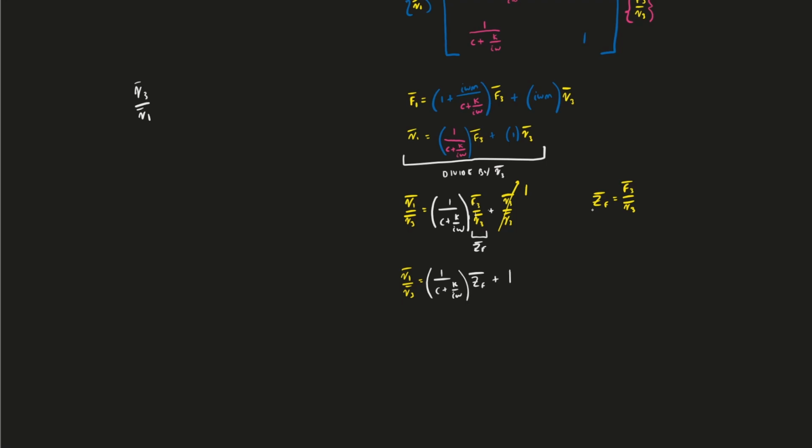And we've almost arrived at our desired velocity transmissibility quantity V3 over V1. And in order to do that, we're just going to flip our entire equation. Thus arriving at V3 over V1 is equal to the inverse of 1 over C plus K over I omega times the drive point impedance ZF plus 1. And that'll be our final answer.